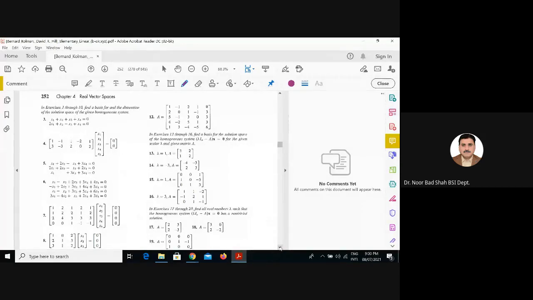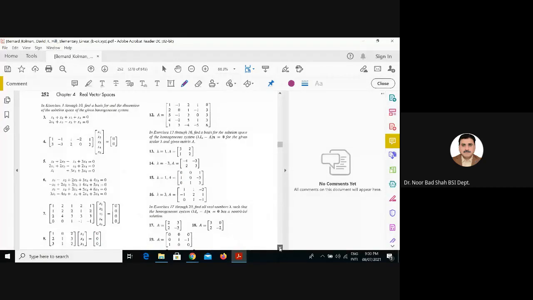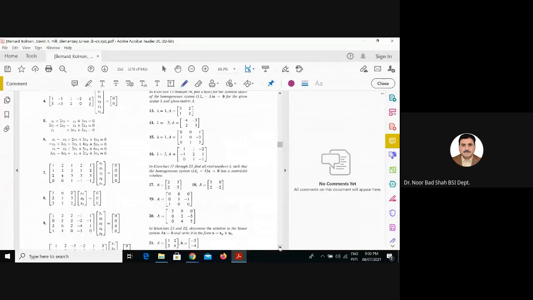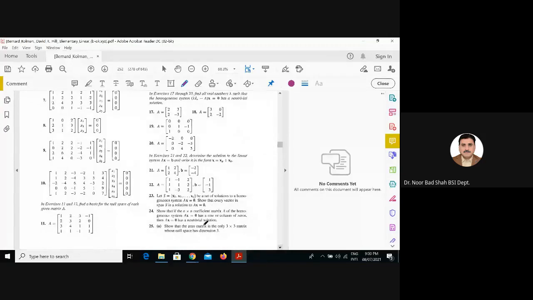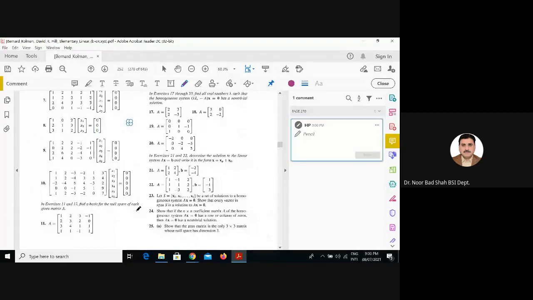And if they are dependent, then you go for the leading ones. So try it from question number 1 to question number 12. In questions 11 and 12, it says find a basis for the null space. What do you mean by null space of a matrix? Null space of a matrix basically means, I explained that in the class as well.